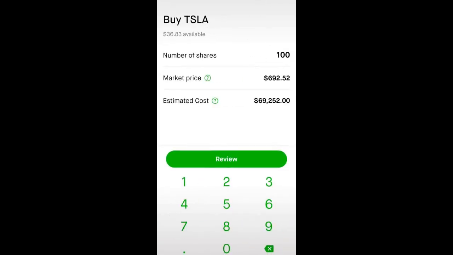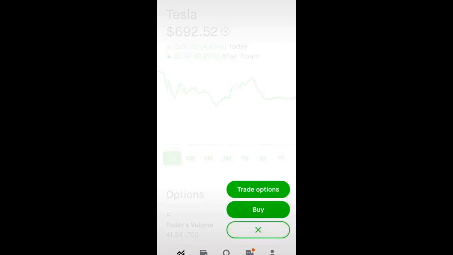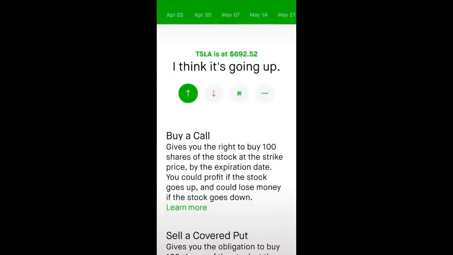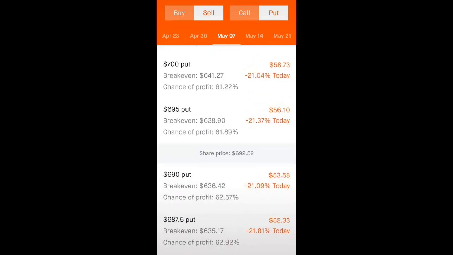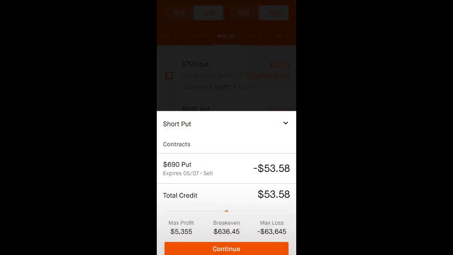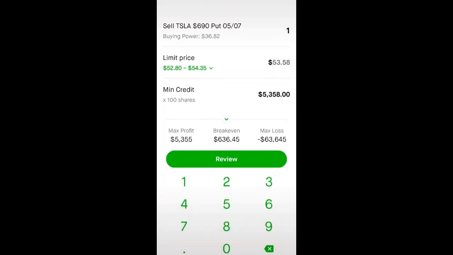Stop paying full price for shares of stocks. If you're gonna buy 100 shares of Tesla, that's $69,000. However, if you're willing to wait 1 month, you can sell a cash secured put for around $5,000. So what this means is, it doesn't matter if Tesla goes up, down, left, right, doesn't matter where the stock price ends up. 1 month from now, you're gonna collect that $5,000 no matter what. So if Tesla goes down, your break even is $636. So that's $63,600 versus $69,000. That's a big discount for just waiting for 1 month.